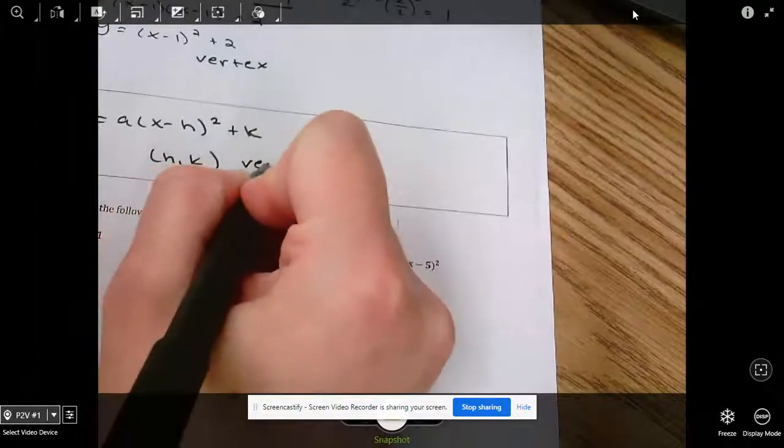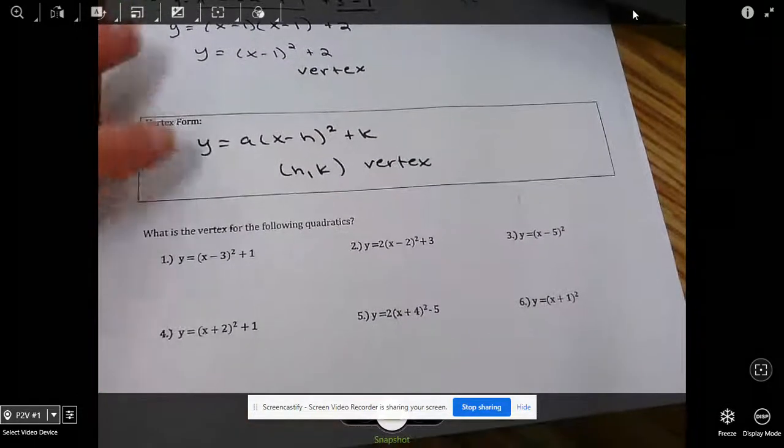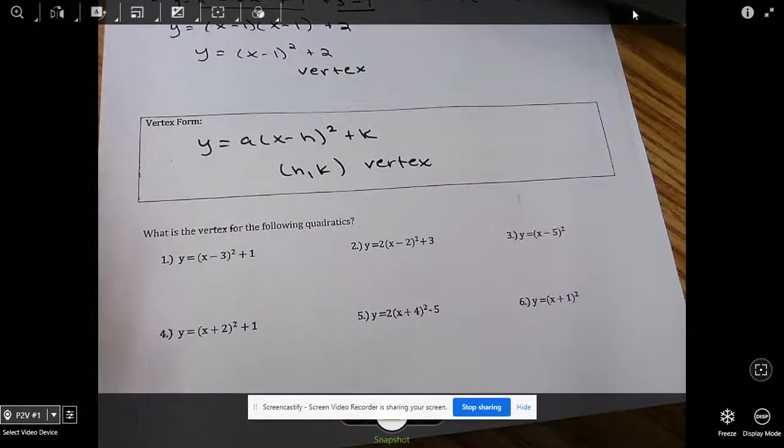Okay. Now, to get the hang of that, because you're like, whoa, that was a lot that you just said, all I want to do is, what is the vertex of all the following equations? So I want you to pause and try to write them all down and see what you get.